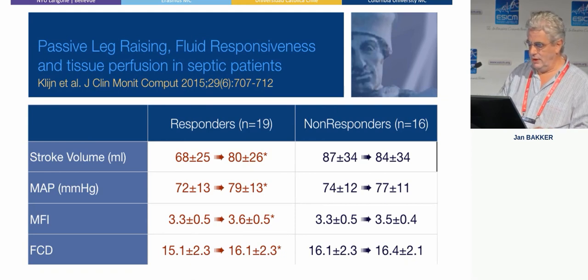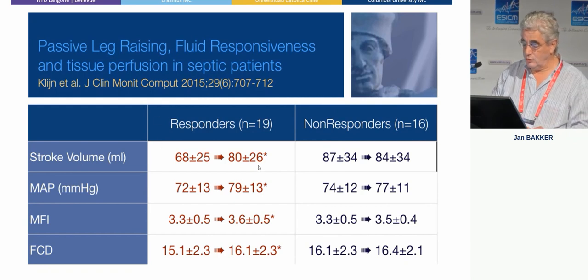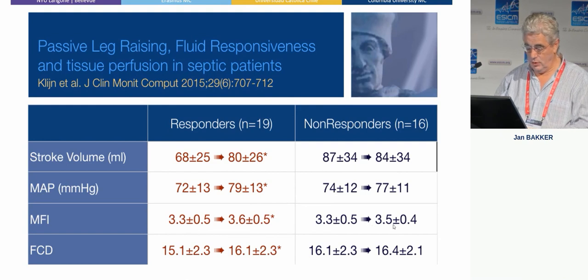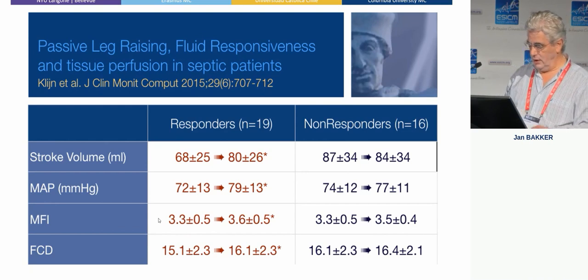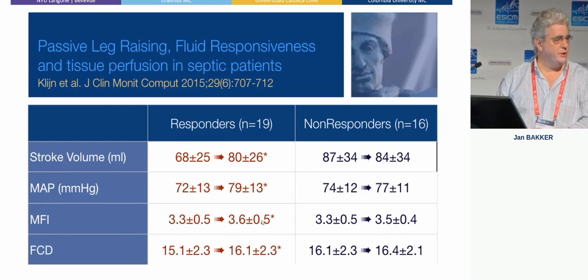So in this study, these are the responders, so the fluid responsive patients. These are the fluid non-responsive patients. And increasing blood pressure has no effect on your microcirculation because the MFI is already normal. And so basically the only thing you do is make these patients hyper, even more increased flow in your microcirculation.